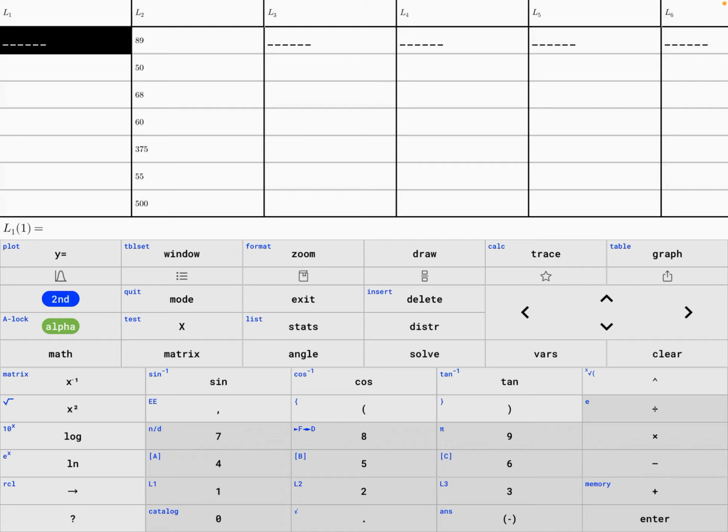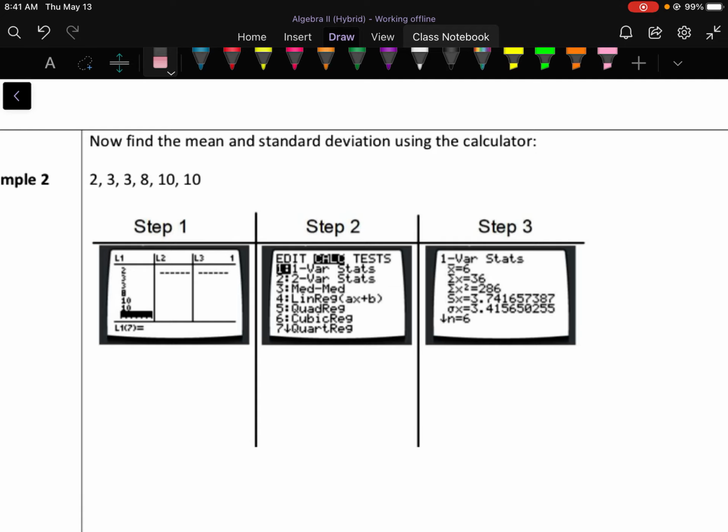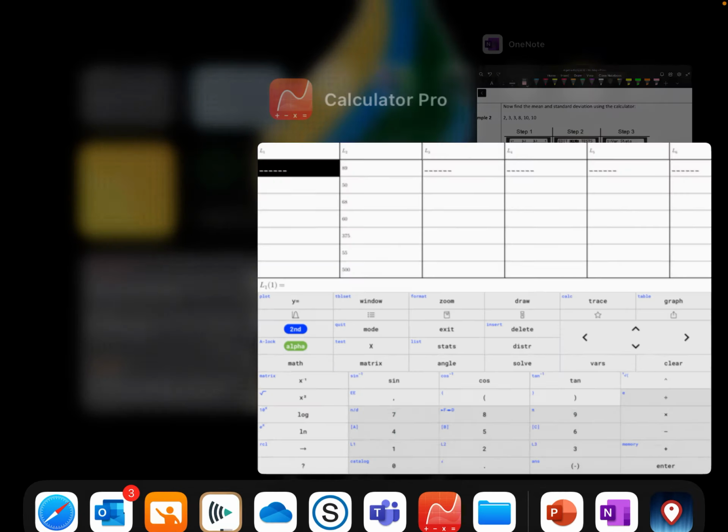Usually I would suggest you enter your data points in list 1. You can see here I have some numbers in list 2, but that's for a later example, just because it's going to take some time to type them in. I'm trying to save a little time here. But our 6 data points were 2, 3, 3, 8, 10, 10.